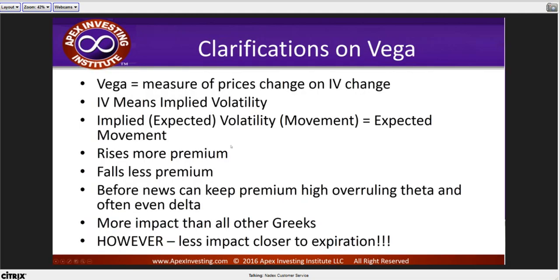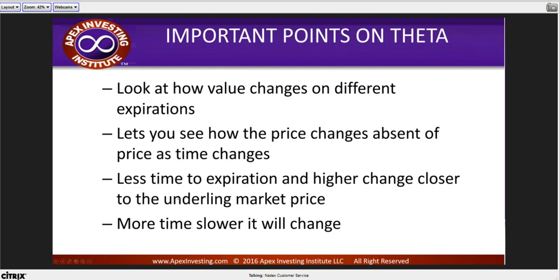Let's see. We talked about it means implied volatility. The higher it is, the more premium. The less it is, the less premium. It pushes everything to the center. Overrules theta, delta, gamma, vega, all that stuff, more important than anything. It has less impact closer to expiration. That's vega. What about theta?